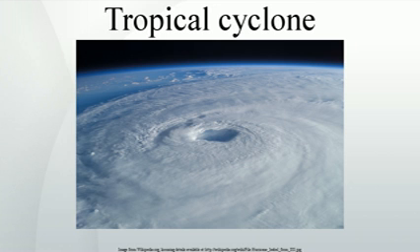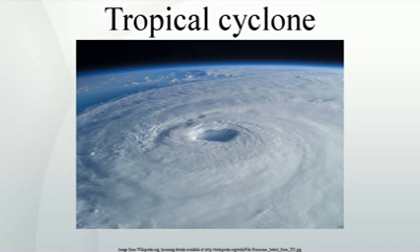Neither hurricane nor typhoon is used in either the southern hemisphere or the Indian Ocean. In these basins, storms of a tropical nature are referred to as either tropical cyclones, severe tropical cyclones, or very intense tropical cyclones, 240 km per hour, 150 miles per hour.